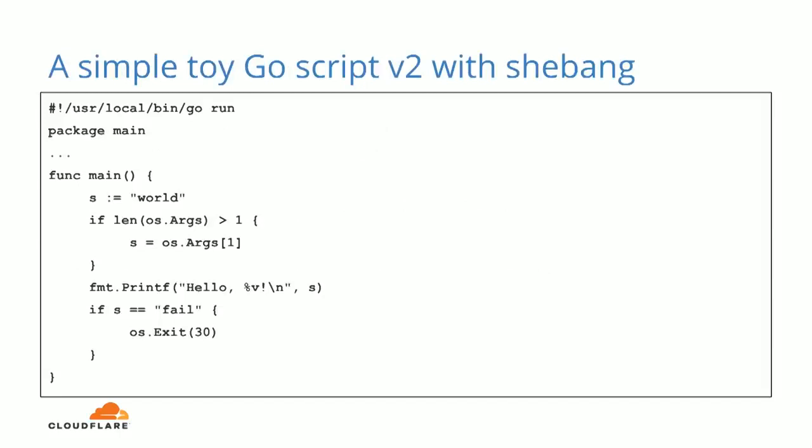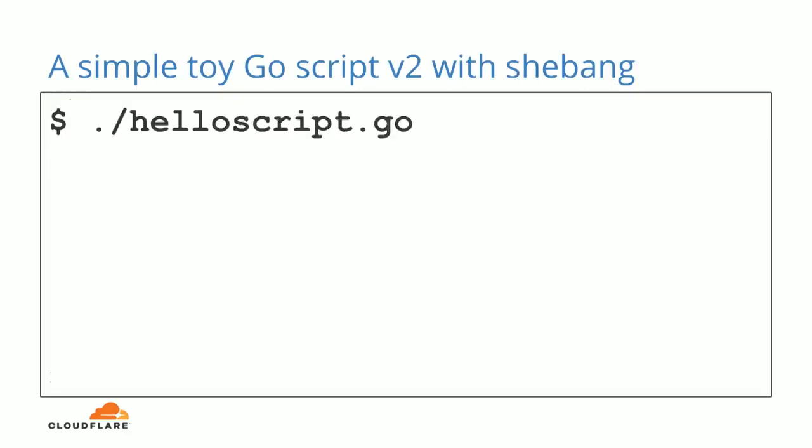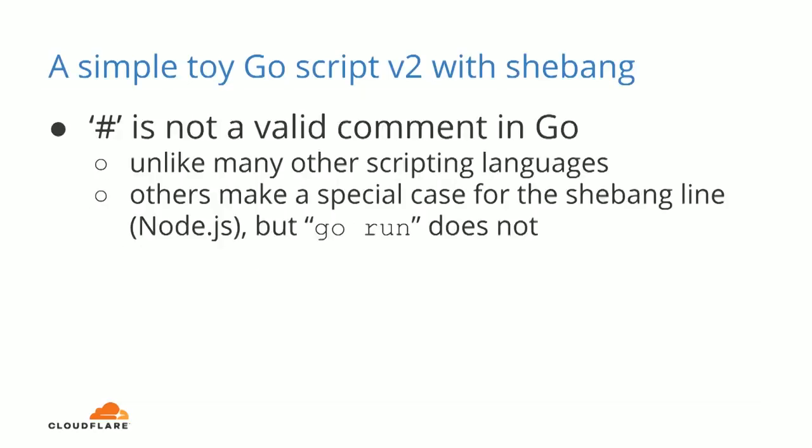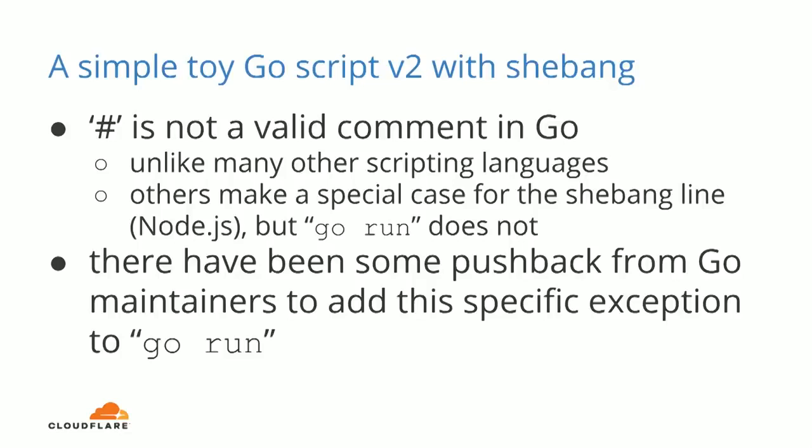OK, let's add a shebang line to our toy script. Here it is. We just add go run. Let's check if it works. If you try to execute this file, it will fail. Why? Because unlike many other languages, a hash is not a valid comment in Go. And people have been asking for this feature. Can we make an exception just for the shebang line? And Go maintainers said no for some reason.